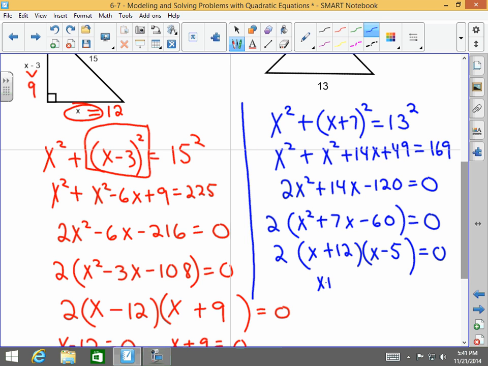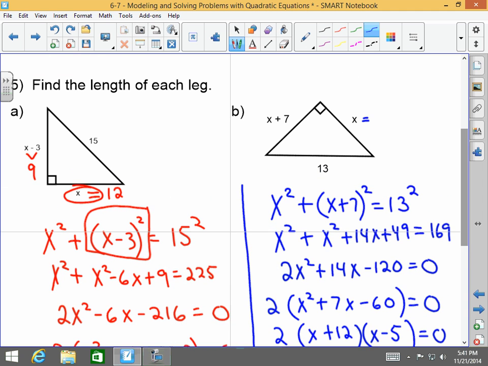So x plus 12 gets set equal to 0. x minus 5 gets set equal to 0. x can equal negative 12, which cannot be, or 5, which can be because it's positive. So this side is 5. 5 plus 7 is 12. And 5 squared plus 12 squared, I promise you, equals 13 squared.